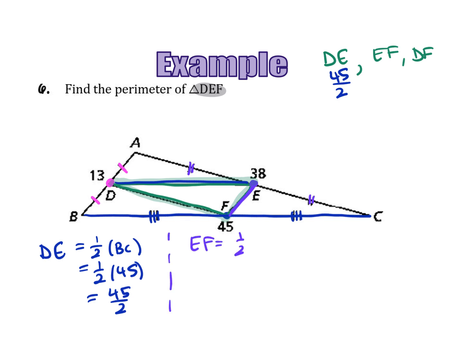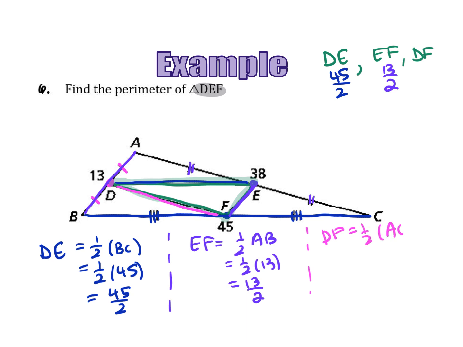EF is going to be half of this length over here, AB, which is half of 13, which is going to be 13 over 2. So we now know that piece. The last piece that we need to find is DF. DF is here. DF is going to be half of AC. And AC is 38, so half of 38. Half of 38 is going to be 19. So now we have the 3 side lengths. We just need to add them together to find the perimeter.